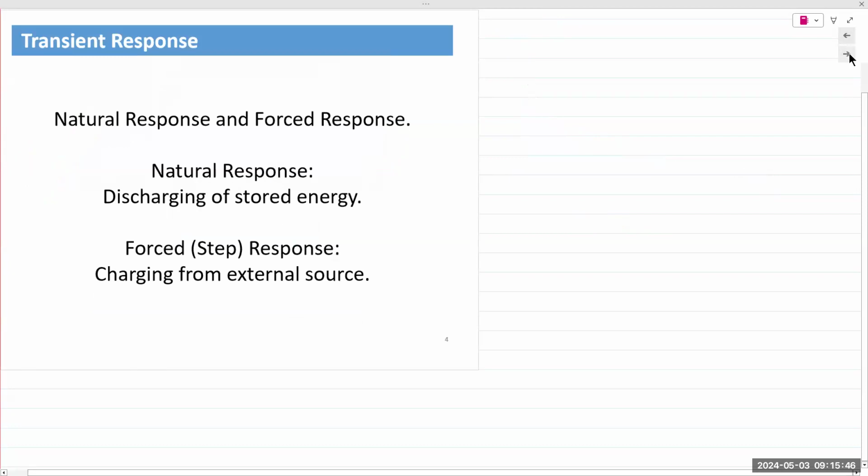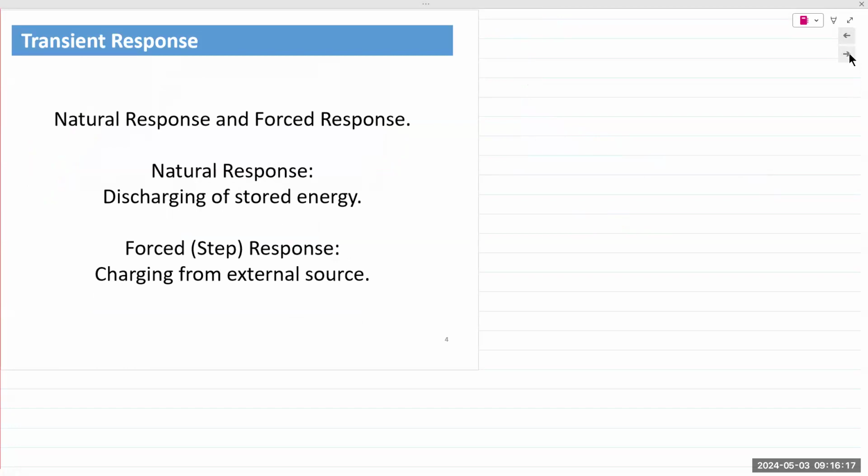Okay, transient responses are of 2 kinds, natural and forced. Ignore the negative connotations of the word forced, okay? It's nothing sinister about it. It simply means that the response of that component is due to an externally applied energy source. Hence, the response is being forced from the component. A better word for it is a step response.